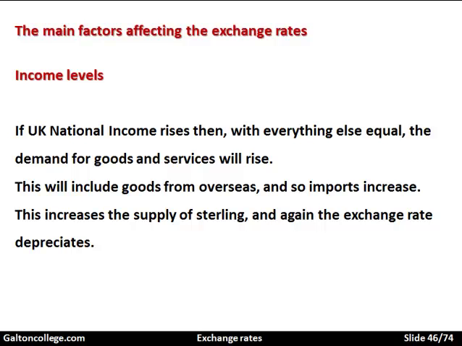Income levels are also important in determining the exchange rates. When national income rises, everything else being equal, the demand for goods and services will rise. But as income levels rise, we may also buy more imports. So imports may increase, and this increases the supply of sterling, and again the exchange rate depreciates. So if income levels rise, we may import more. As we import more, the exchange rate will alter.